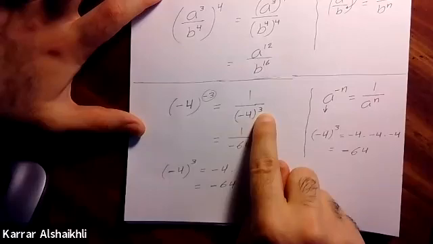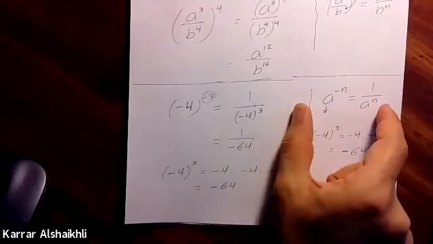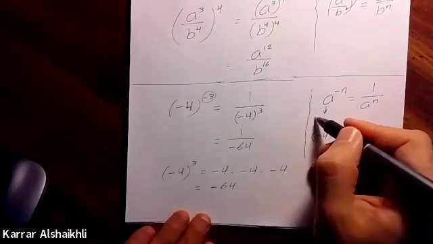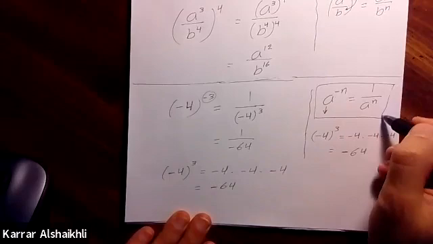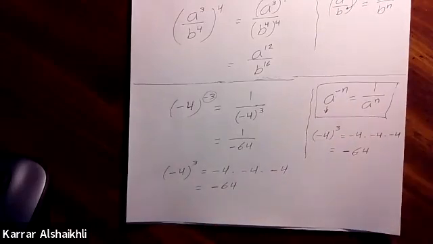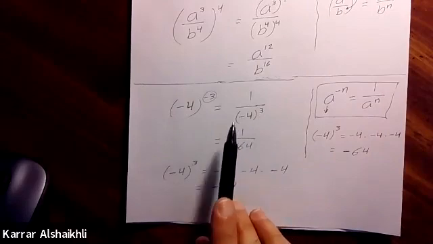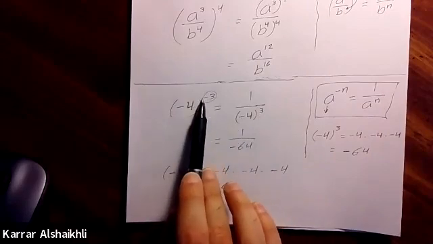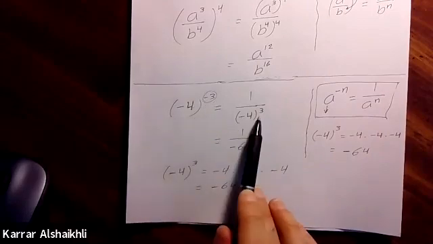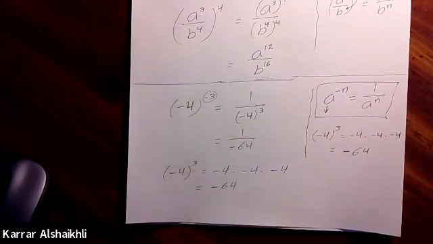Okay? Yes or no? That's the only thing. We're using the rule. You see the rule here? I'm using exactly the same rule. So the main thing here, if you have a negative number, you're not going to change the sign. You're just going to change the sign of the exponent from -3 to 3. That's the only thing you have to do.